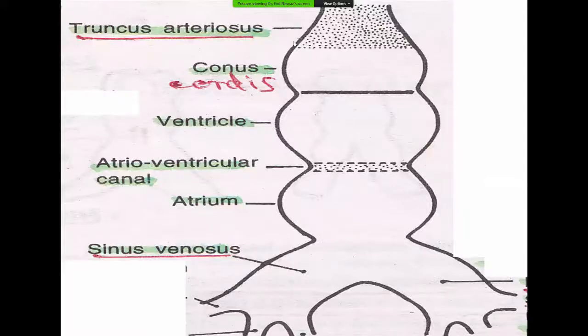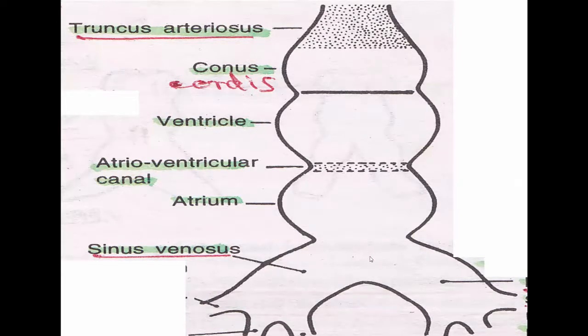Division, that was bulbus cordis, ventricle proper, atrium proper, sinus venosus. Later on, the bulbus cordis is divided into two: the truncus arteriosus and the conus cordis, then the ventricle proper and the atrium proper. And I told you this is the distal end of the heart tube, and suppose this is the proximal end, and this one is the arterial end, and this one is the venous end. And I also told you the distal dilatation.